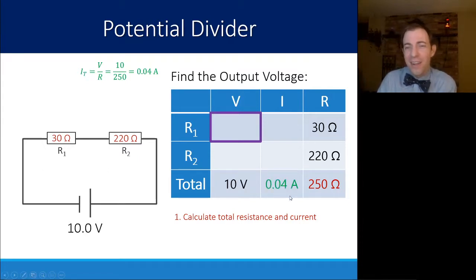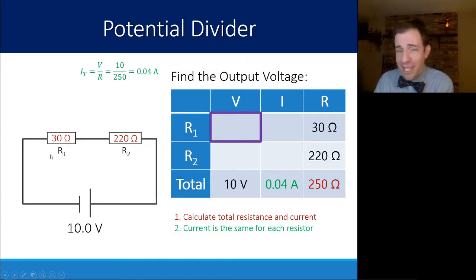So that is my current flowing out of the battery. But since this is a series circuit, that current is the same for every resistor. It does not split. Even when I had that V out in there, that was just measuring the voltage across it. It doesn't actually flow through that.